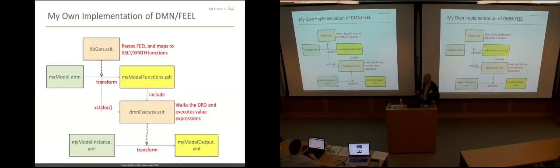So it looks like this. I create two transforms, LiveGen and DMN execute. LiveGen basically maps FEEL in the DMN model to a library of XPath functions. And DMN execute takes an XML of the instance values, the input data, and in addition to the model itself, walks the DRD, including this function library, and generates XML output where each decision node has a value. So I said, that looks like a doable thing.